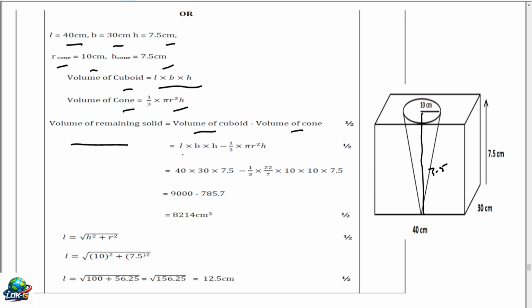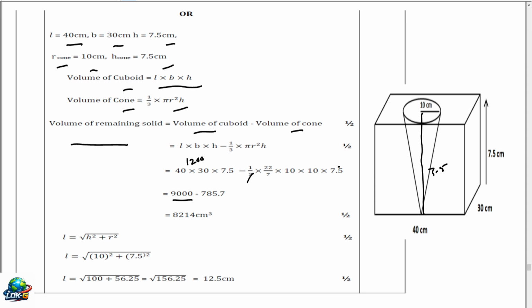Easy question. Length into breadth into height: substitute 40 into 30 into 7.5, and 1 by 3, pi will be 22 by 7, r square is 10 into 10 because the radius is 10 centimeter, into height 7.5. Simplify. What you get here is 4 3s are 1200. 1200 into 7.5 you will get 9000 and you can cancel now.